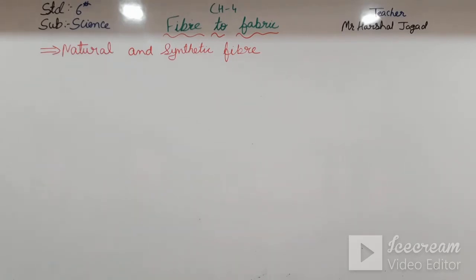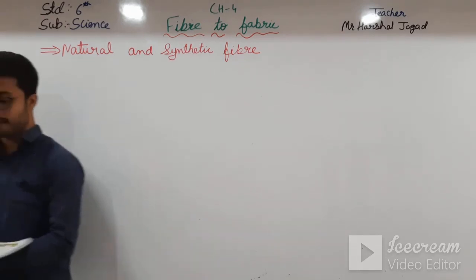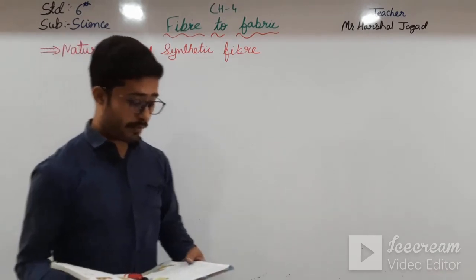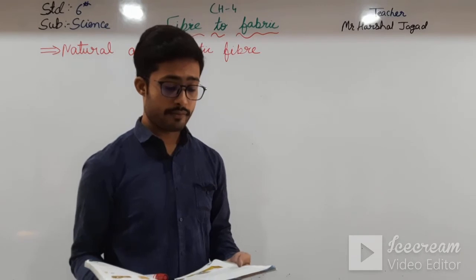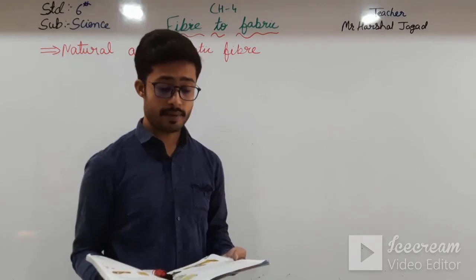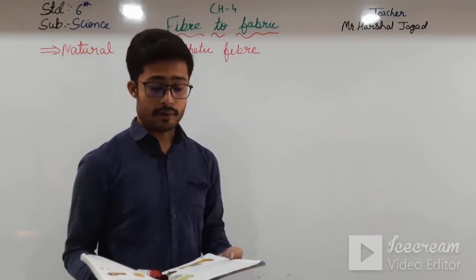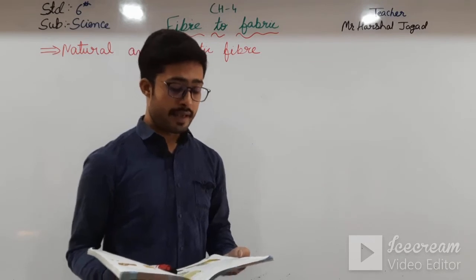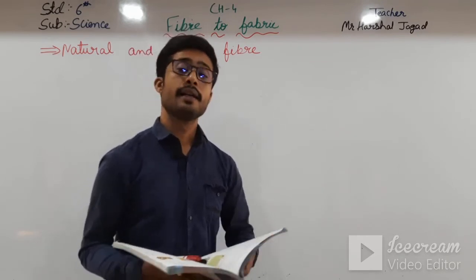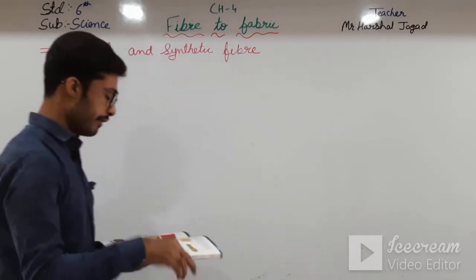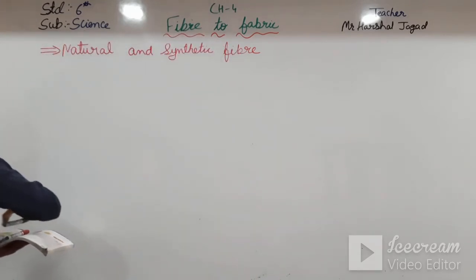Okay, students. See here. First of all, I am reading that fibers that are obtained from natural sources such as plants, animals are called natural fibers. Examples of natural fibers are cotton, jute, wool and silk. See here, I am writing the definition on the board.